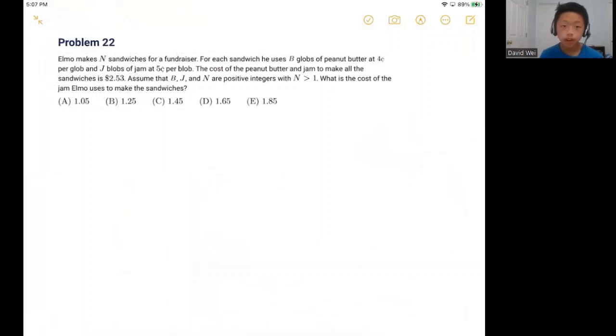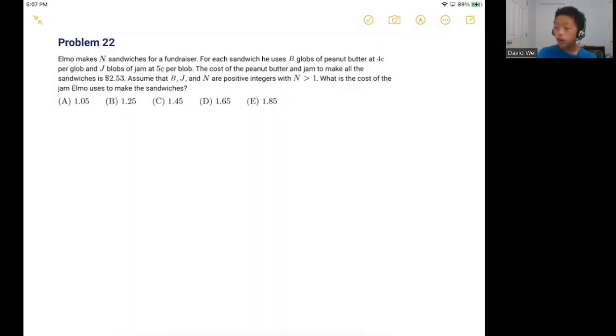Elmo makes N sandwiches for a fundraiser. For each sandwich, he uses B globs of peanut butter at 4 cents per glob and J blobs of jam at 5 cents per blob. The cost of the peanut butter and jam to make all sandwiches is $2.53. We want to know the cost of the jam that Elmo uses to make the sandwiches.